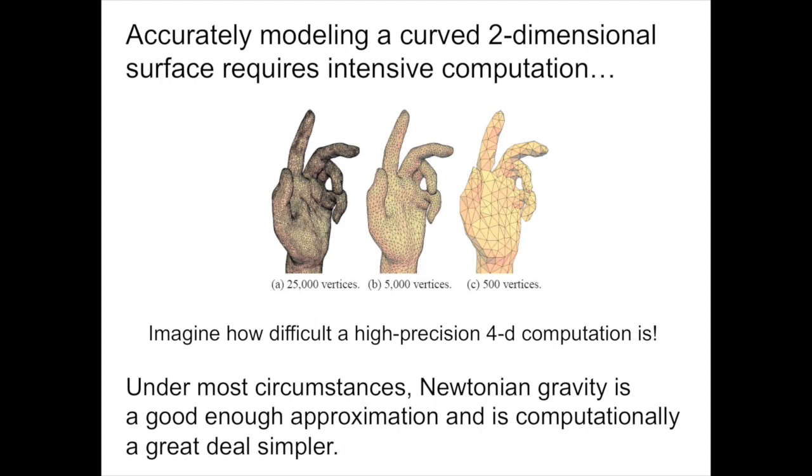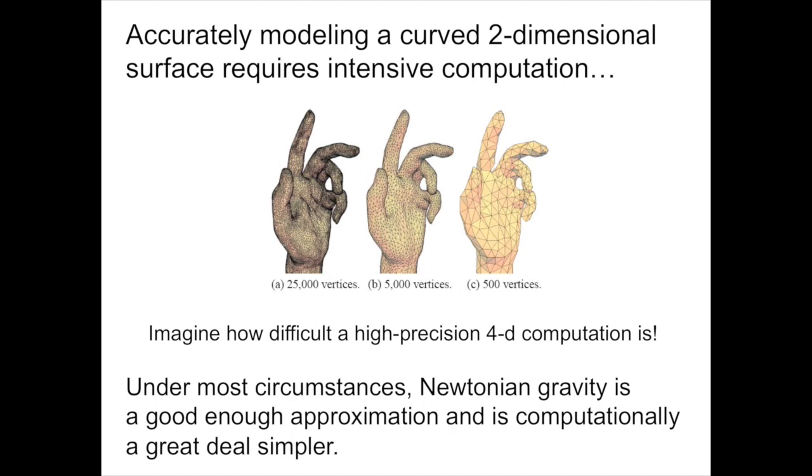Under most circumstances, Newtonian gravity is a good enough approximation and is computationally a great deal simpler to deal with. Why is this the case? In large measure, it's because general relativity really begins to matter only when you're in the regime of very strong gravity. For example, if I'm doing a general relativistic calculation in the solar system, I really only need to worry when I'm close to the masses that I'm interested in.